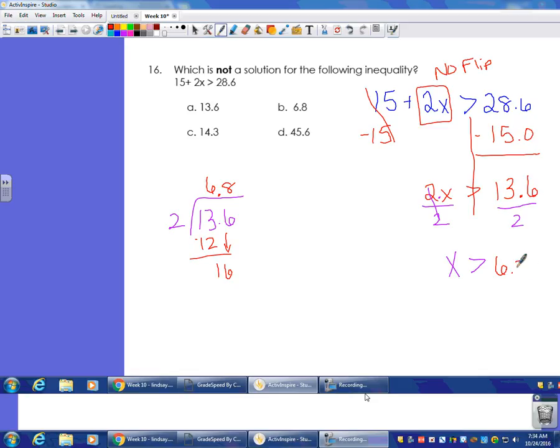So we're looking for one of these that is not a solution. So I go through and I say, is 13.6 greater than 6.8? Yes, it is. Is 14.3 greater than 6.8? Yes, it is. Is 45.6 greater than 6.8? It is. So the only answer is 6.8 because 6.8 is not greater than 6.8. It is equal to. So B is the only correct answer.